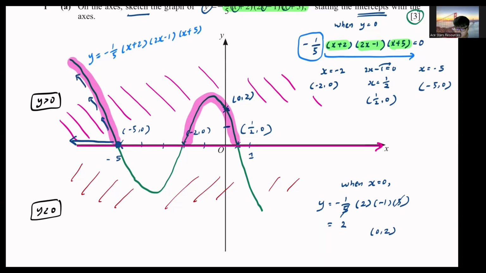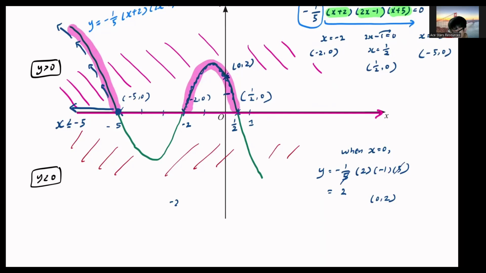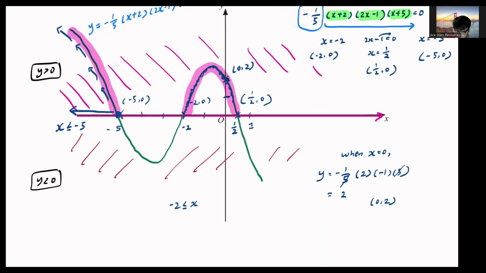In this region, in order for the function to exist, x has to be less than or equal to -5, because going onwards it will be negative: x will be -6, -7, and so on. This region here is a bit special because it's in between -2 and 1/2. So you have two regions where the graph is at y greater than or equal to 0. Sorry, that's my bad, but technically it doesn't affect our answer. So -2 is less than x, in between -2 and 1/2.